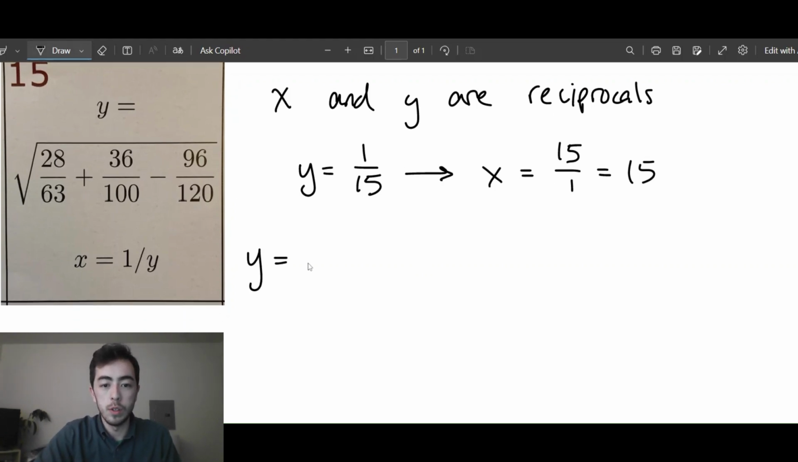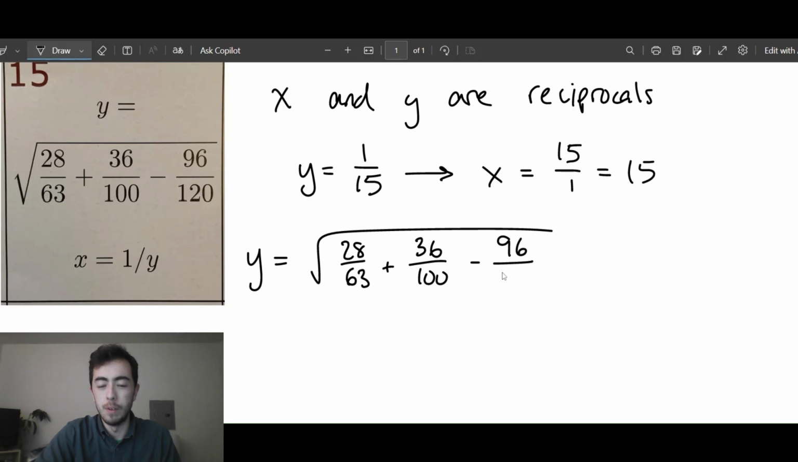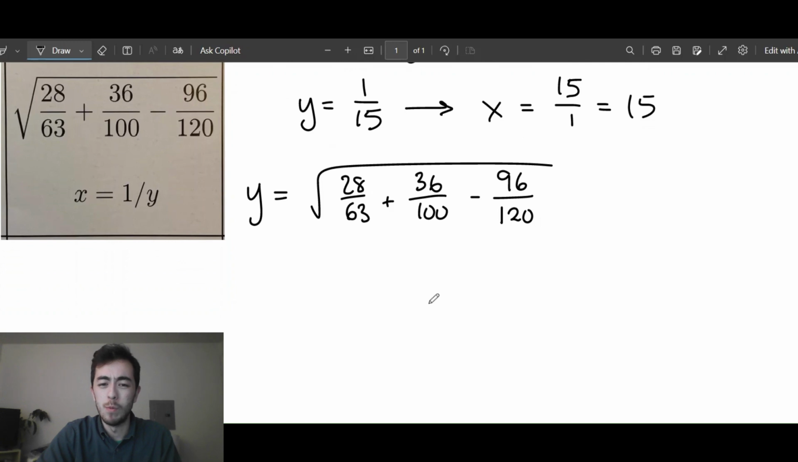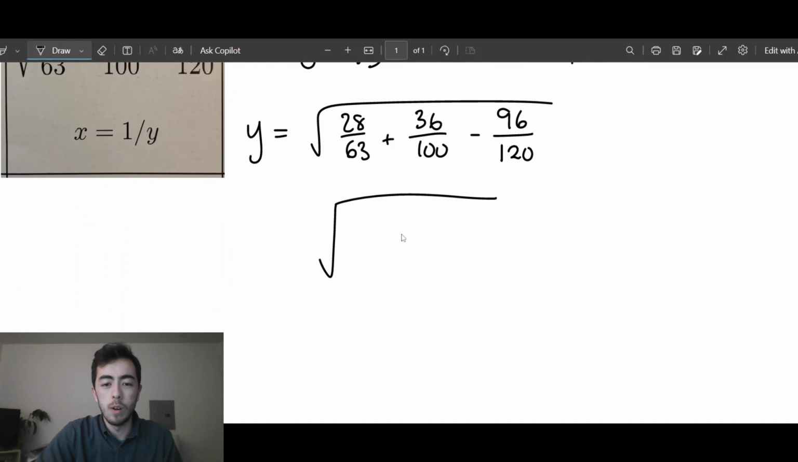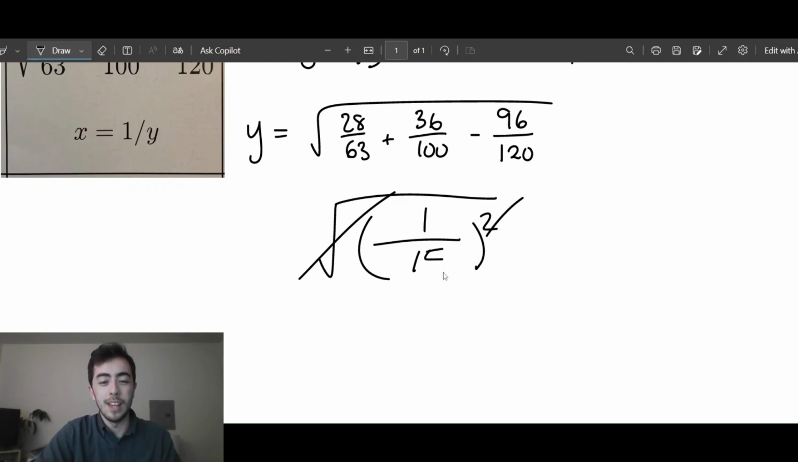So y is equal to the square root of 28/63 plus 36 hundredths minus 96/120ths. Okay, really large numbers. I'd like to be able to square root something squared, right? Because these would cancel out. And then y is supposed to be 1/15th.